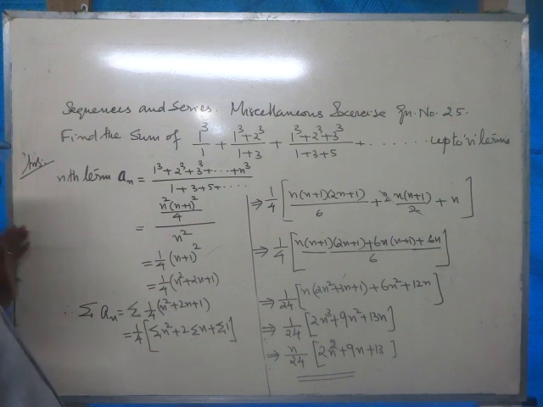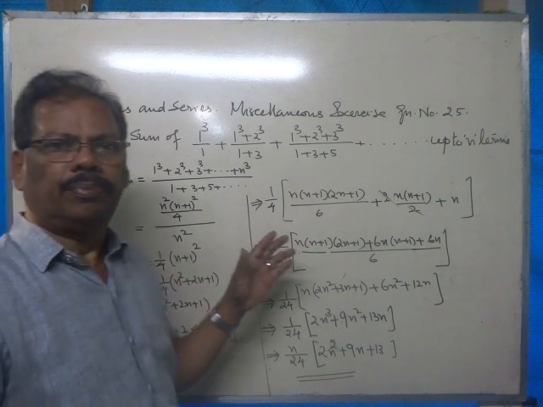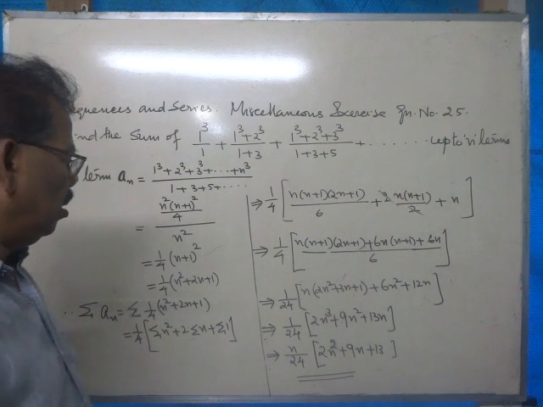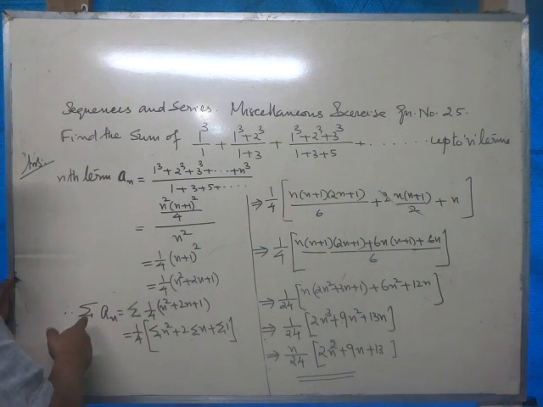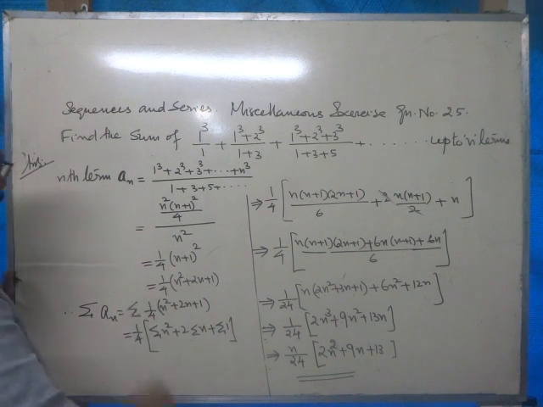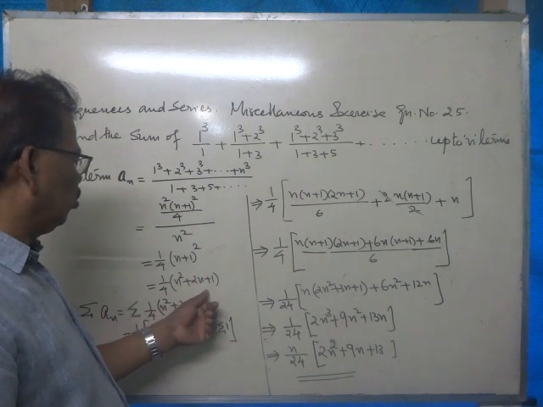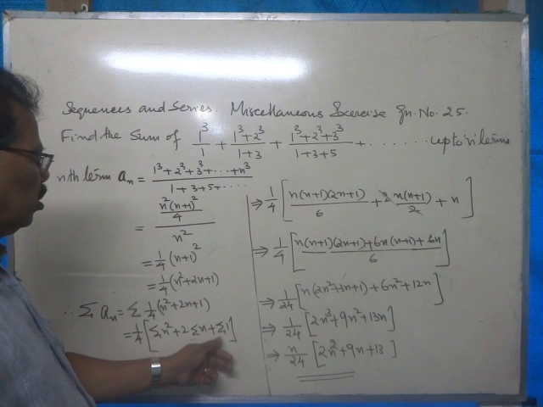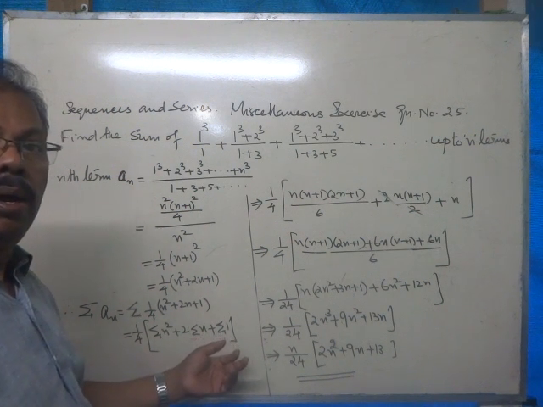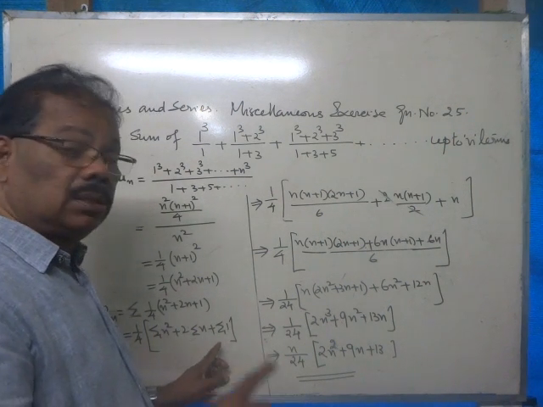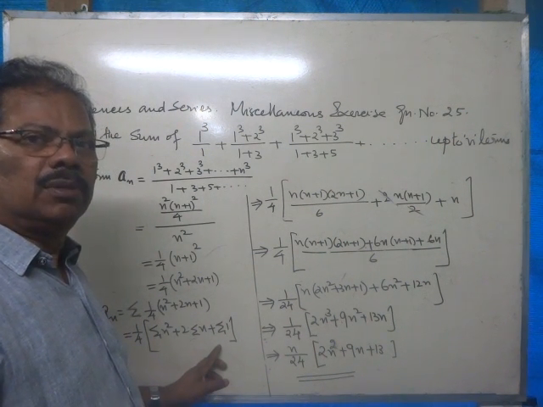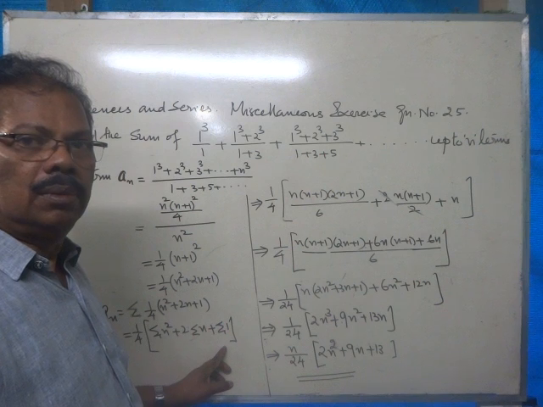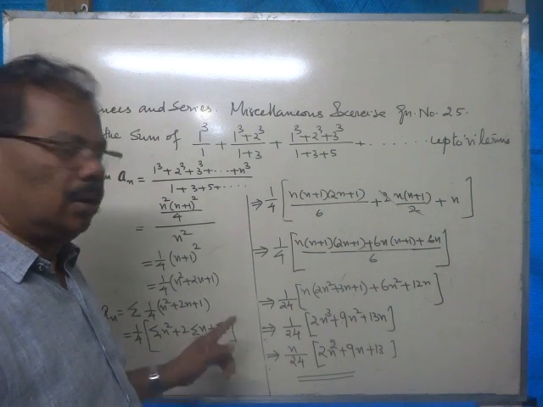We want to obtain the sum of all terms up to n, including that term. That is, sigma a_n is equal to sigma 1 by 4 into (n square plus 2n plus 1). Simplifying, 1 by 4 into (sigma n square plus 2 sigma n plus sigma 1). Now it is the sum of n times 1. We take 1 n times, we write it as sigma 1.